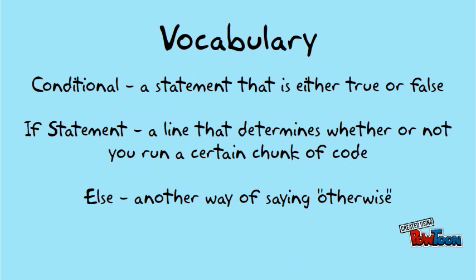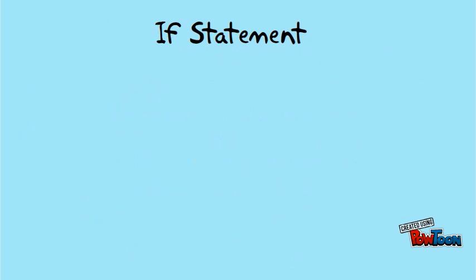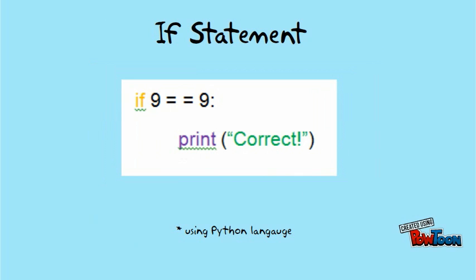There are three basic types of conditionals: if statements, if-else statements, and elif statements. For the purpose of today, we're only going to focus on if statements and if-else statements. An if statement is the simplest conditional statement. For example, this is a statement written in a popular programming language called Python. It reads, if 9 equals 9, print correct.